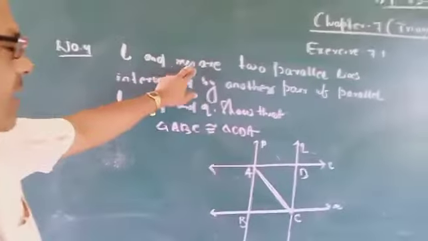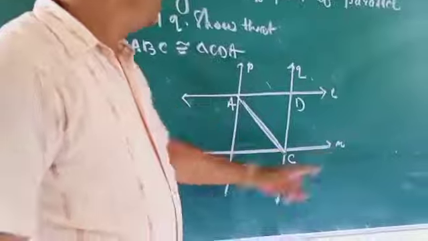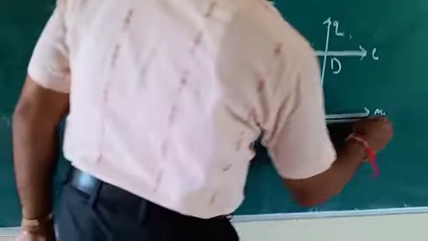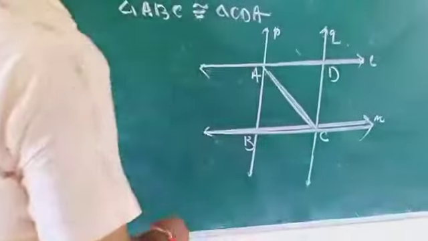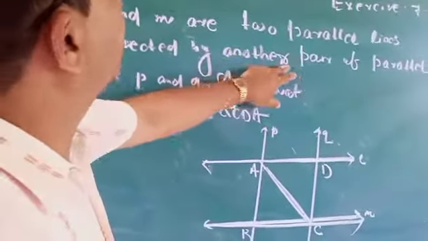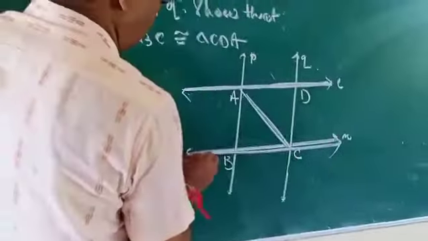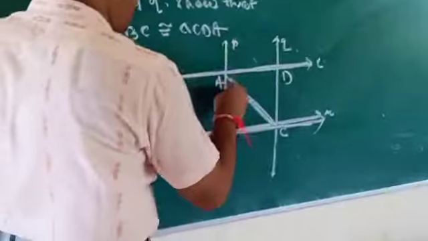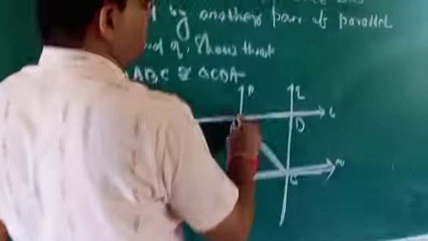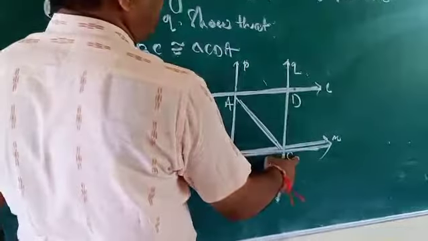L and M are two parallel lines. You see, this is L and M, two parallel lines intersected by another pair of parallel lines P and Q. So these two are the parallel lines, and P and Q are another pair of parallel lines. These two also intersect L and M.